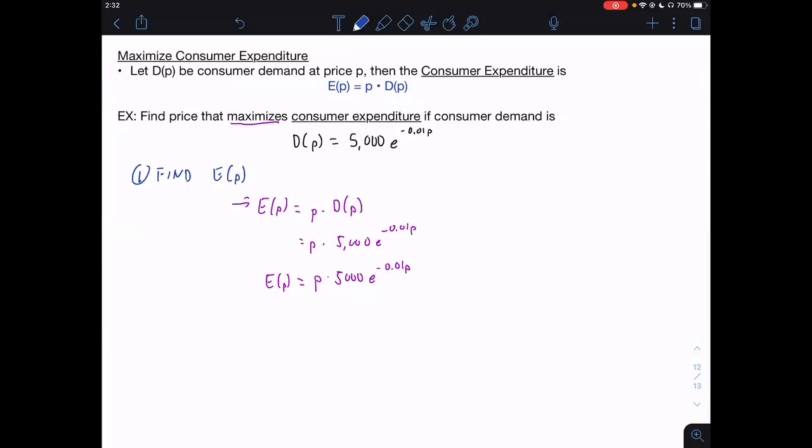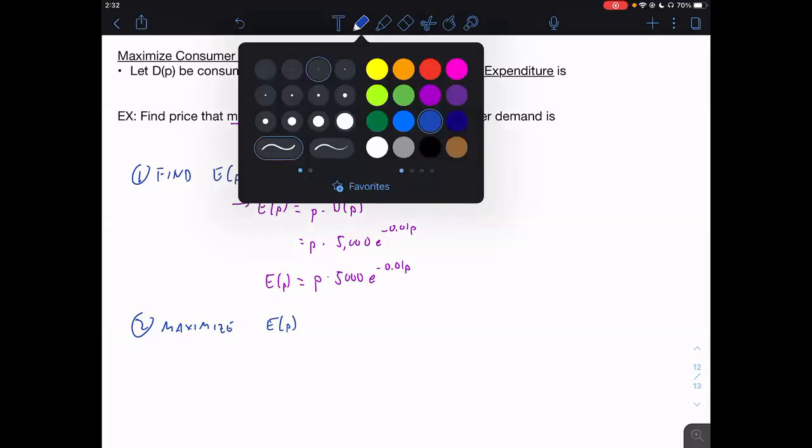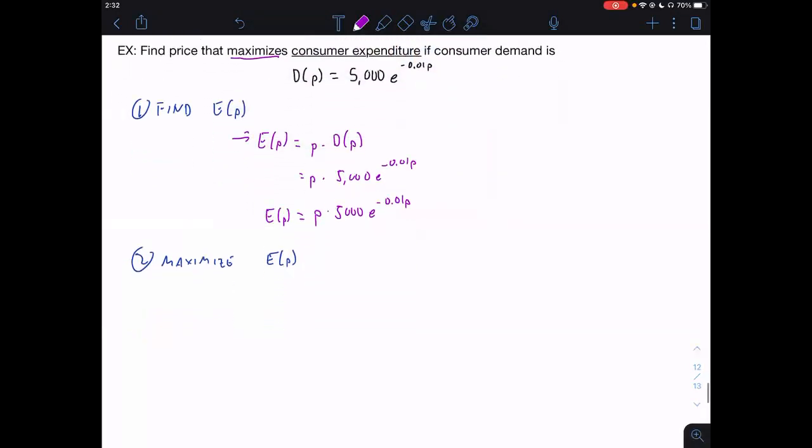So now that we have defined E of P, the second step, let's maximize that function. Let's maximize E of P. Okay, and how do we maximize the function? How do we optimize the function? What's the first step that we have to do in order to optimize a certain function? We have to find its derivative. So first step, I'll call that one, let's find the derivative, E prime, of this expenditure function.